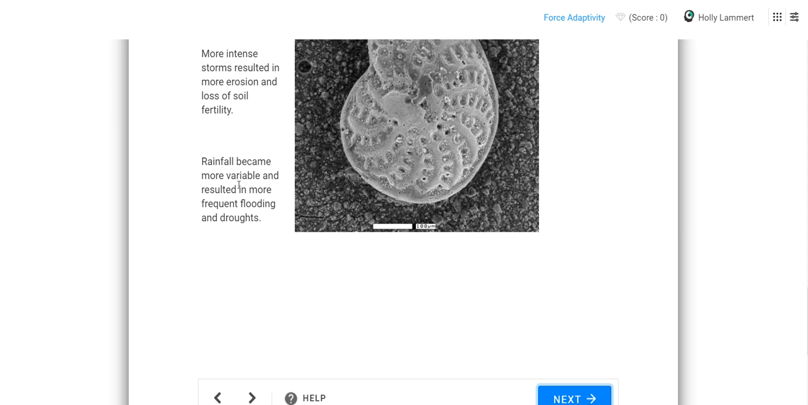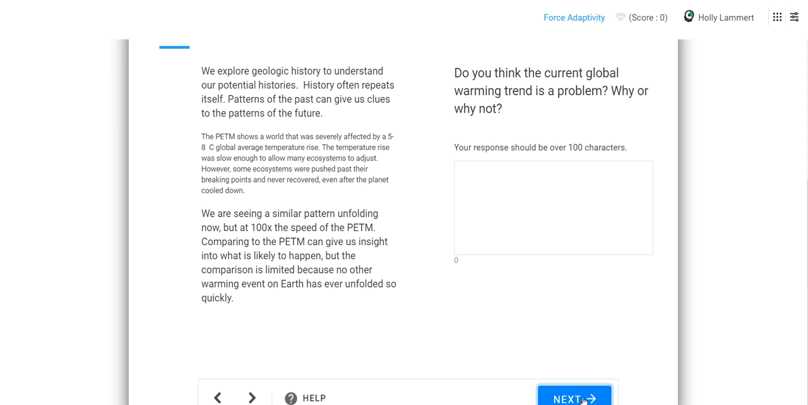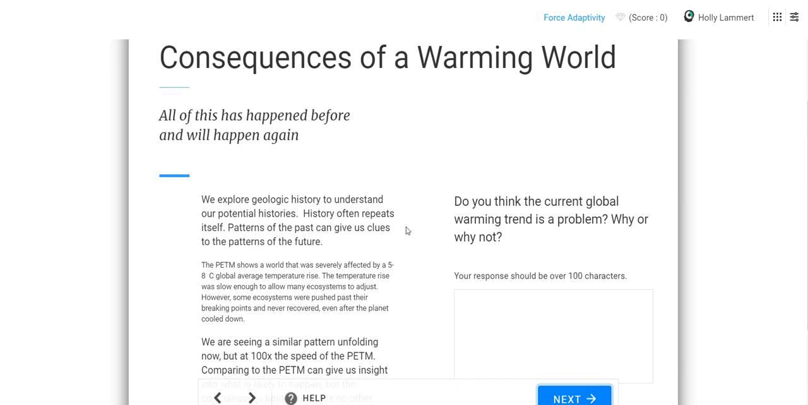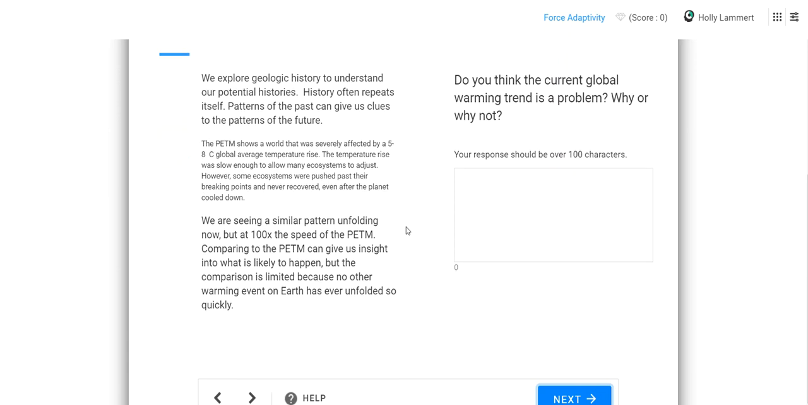All right, so in conclusion, we explore geologic history to understand our potential histories. History often repeats itself. Patterns of the past can give us clues to the patterns of the future. The PETM shows a world that was severely affected by a 5 to 8 degrees C global average temperature rise. The temperature rise was slow enough to allow many ecosystems to adjust. However, some ecosystems were pushed past their breaking point and never recovered, even after the planet cooled down.